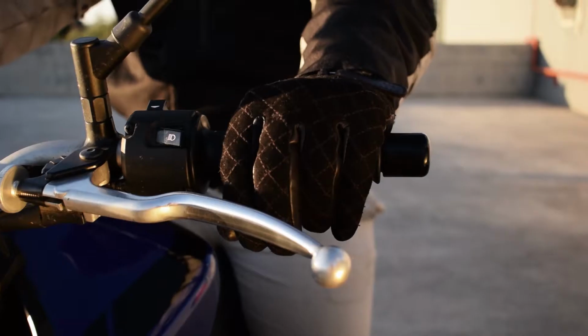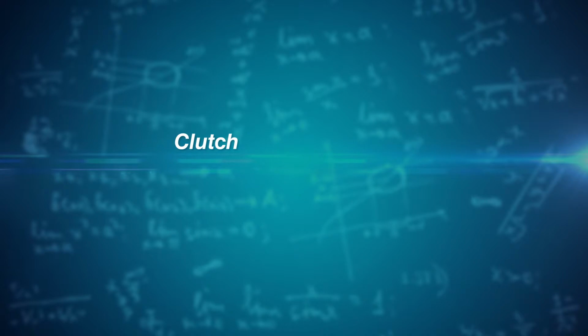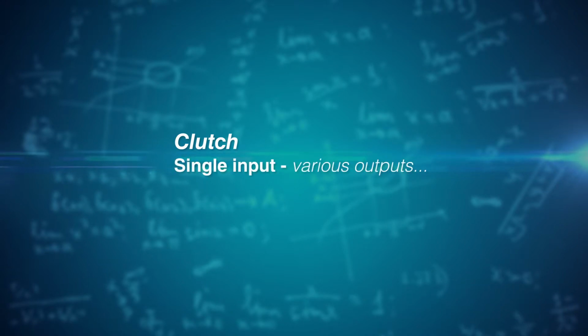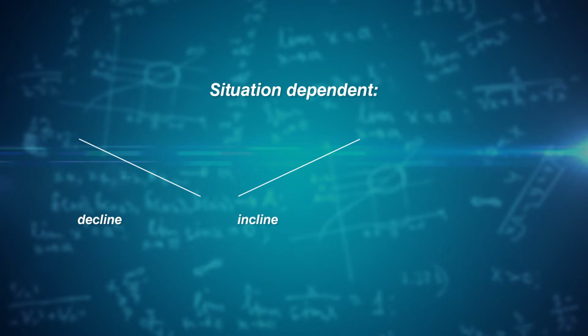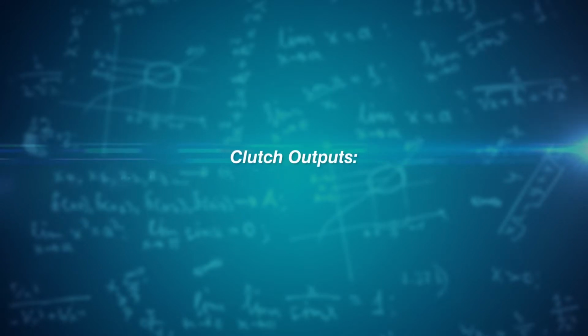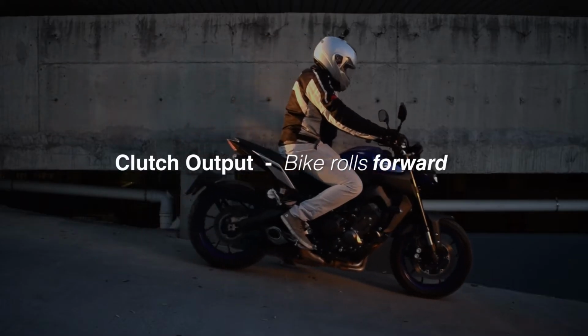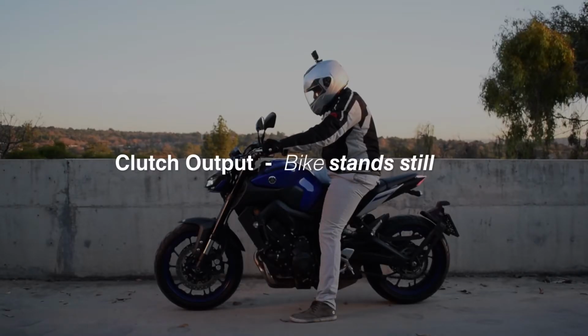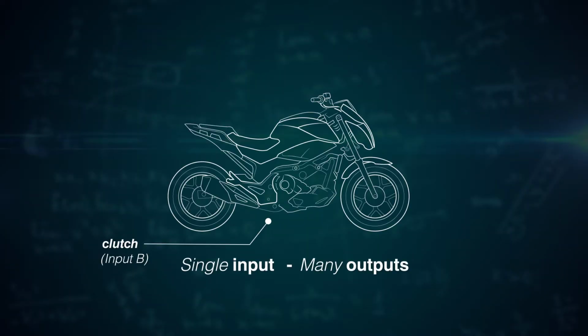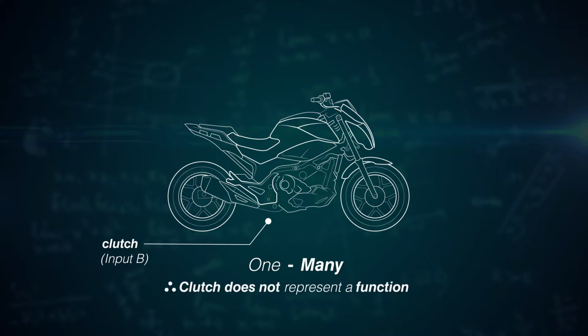Example 2. Input B, the clutch. When triggered, the output of our clutch can have various results depending on the situation, whether it's a decline, incline, or level plane. The outputs would respectively be the bike rolling forward, backwards, or just standing still. There are therefore many outputs related to our single input. This is a one-to-many relation, which therefore does not represent a function.